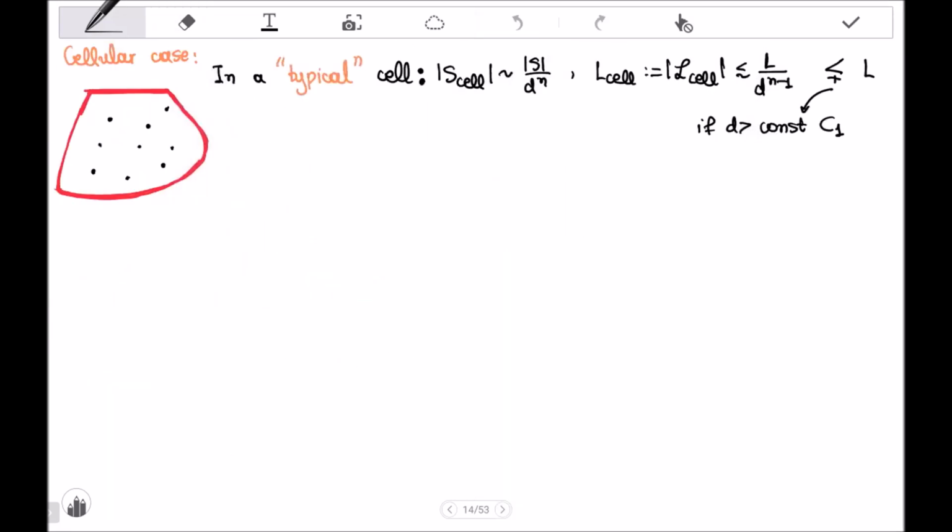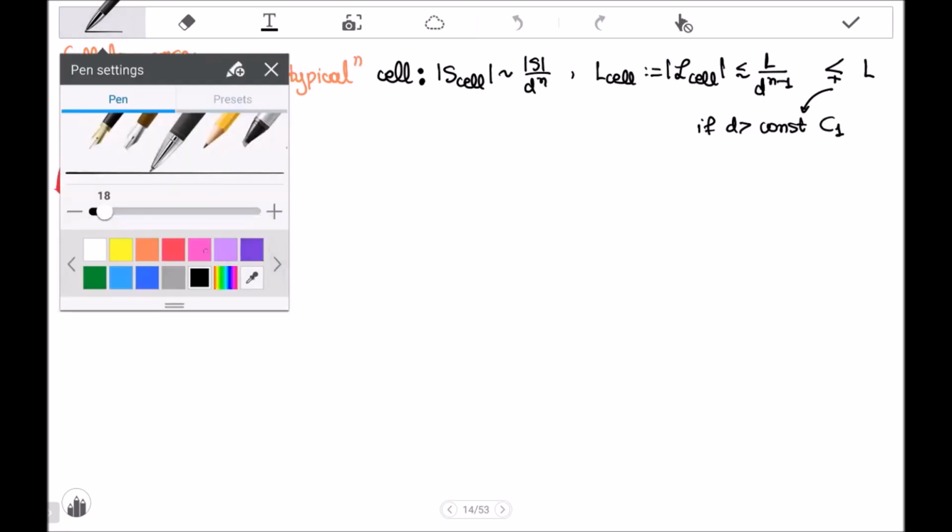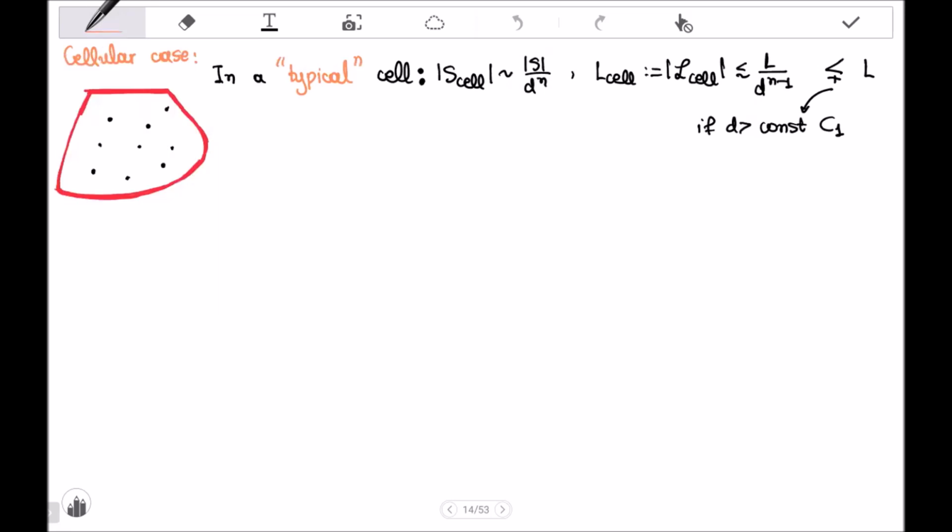I'd like to explain the general strategy with which the cellular case can be dealt with. So we are in a typical cell now. We know the numerology for points and lines in that cell. And there are two ways to proceed.